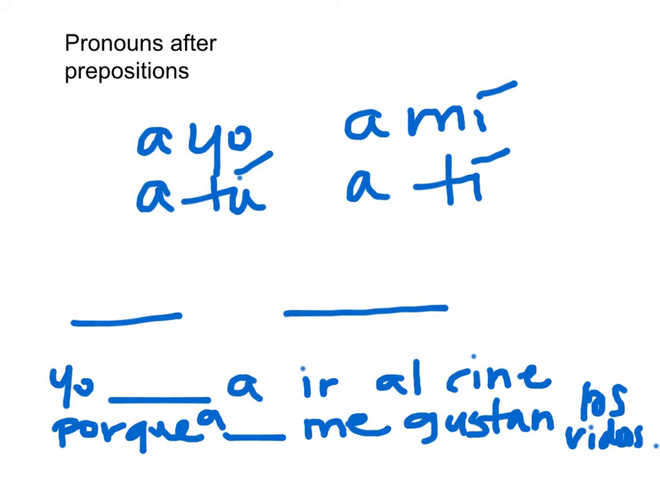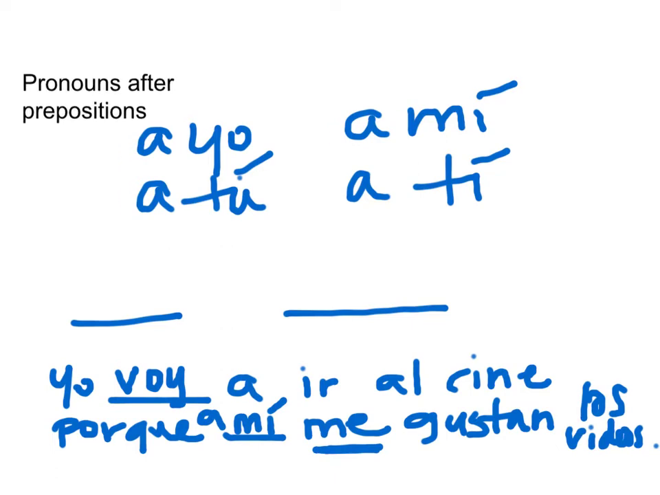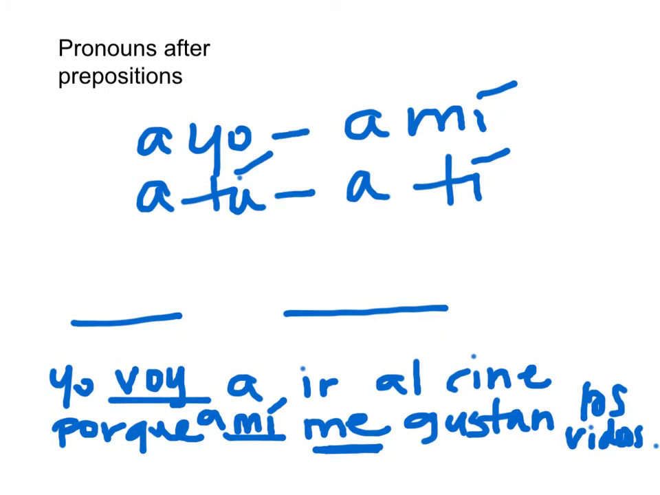So yo, you want to use a form of ir. Yo voy, I go. I'm going to go to the movies because a mí. And I use a mí because of this me here. So basically we just have to look to this to say what they're liking and figure out which pronoun to go there. So make sure you know pronouns: yo, tú, él, ella, usted, nosotros, and so forth. But remember, we don't say a yo and we don't say a tú. We have to say a mí, a ti.